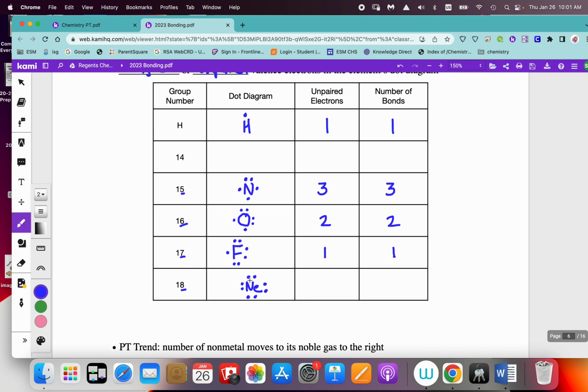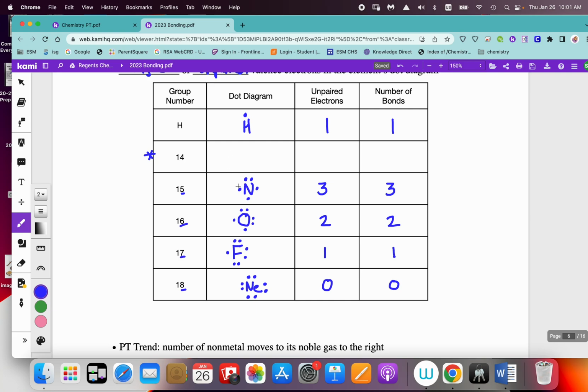Now when you analyze it: paired, paired, paired, paired. How many unpaired electrons or single electrons? 0. How many bonds can a group 18 element form? 0 bonds.